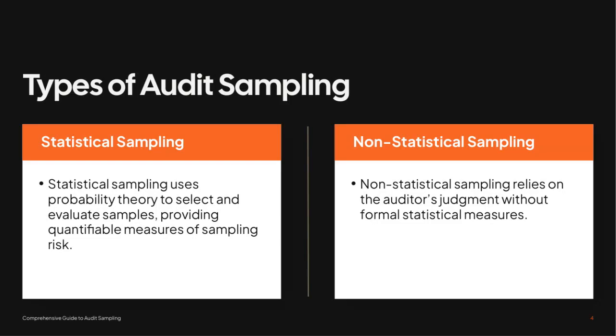When we talk about types of audit sampling, there are two main approaches to understand: statistical sampling and non-statistical sampling. Statistical sampling involves using probability theory to choose and assess the samples. This method is powerful because it allows us to quantify the risk associated with sampling, giving us a clear measure of how confident we can be in our results. On the other hand, non-statistical sampling depends more heavily on the auditor's professional judgment. Instead of relying on formal statistical calculations, the auditor makes decisions based on experience and intuition to select samples. Both methods have their place, but understanding the distinction is key to applying the right approach in different audit scenarios.